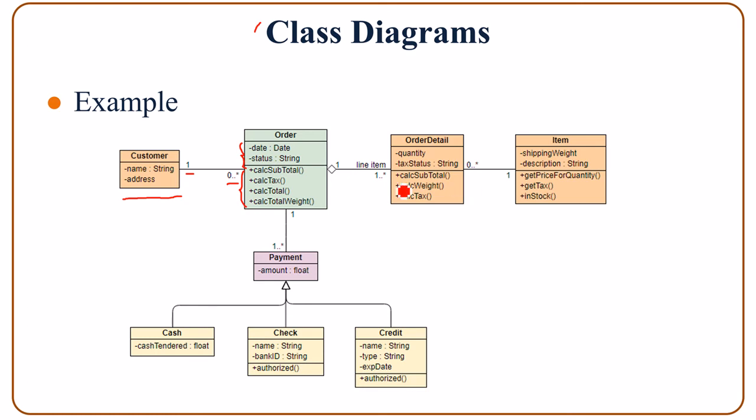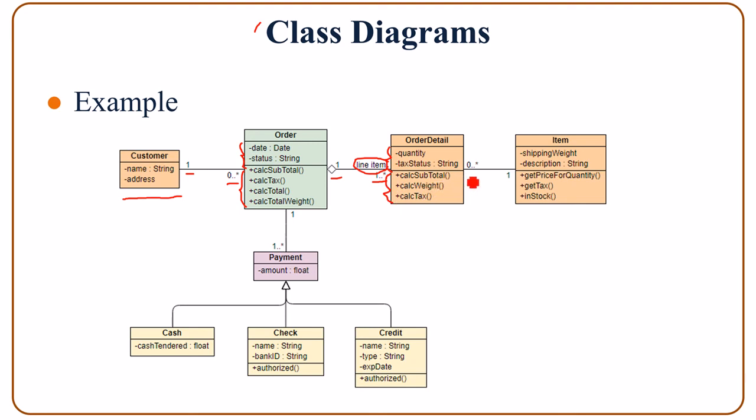Each order is associated with one or more order details. And the role of order detail is line item. In the order detail class, we have two attributes, quantity and type status. They are all private. And there are three public methods.